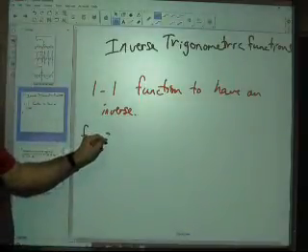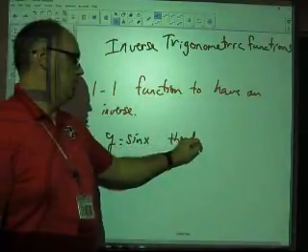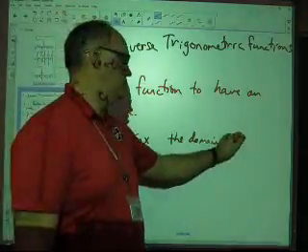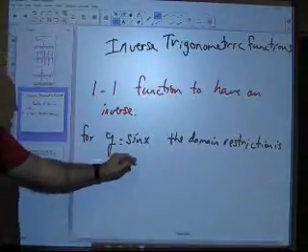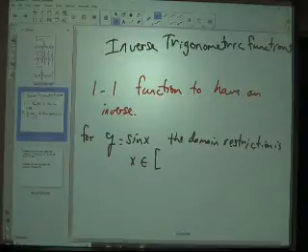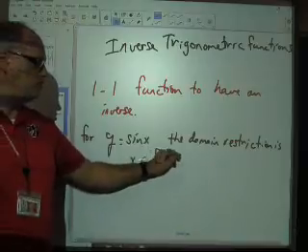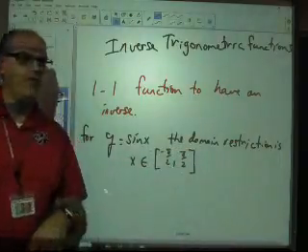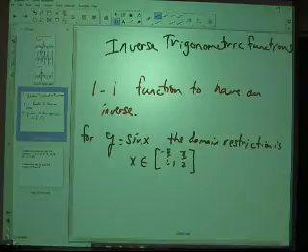Here's what that means. For y equals the sine of x, the domain restriction is x is an element of, it's called a closed interval, meaning I include both numbers as values I calculate, -pi/2 to +pi/2, and only that set of numbers. So it very much restricts the image. Okay? This is my domain restriction for the sine of x function.